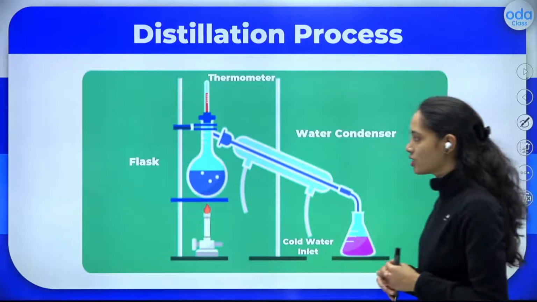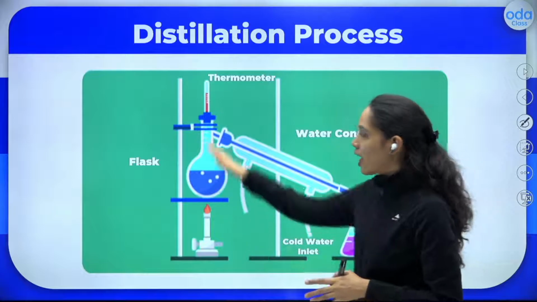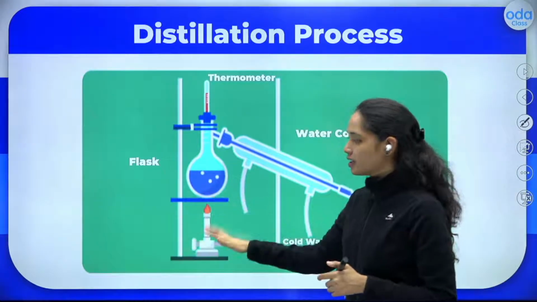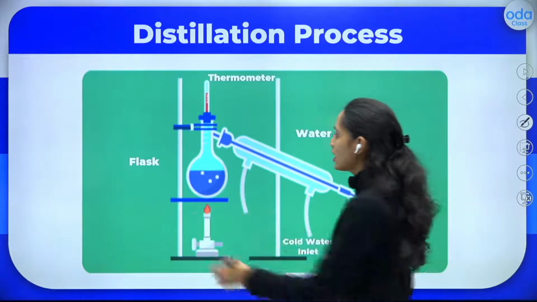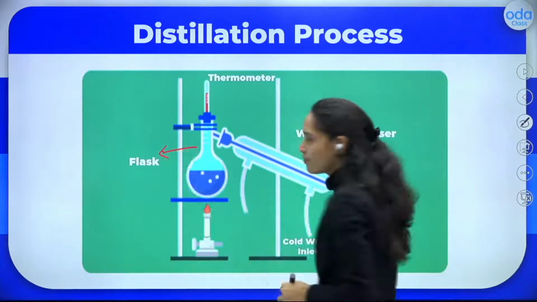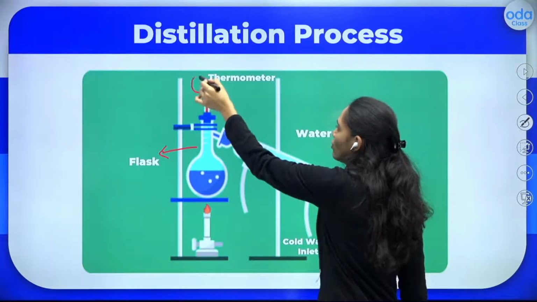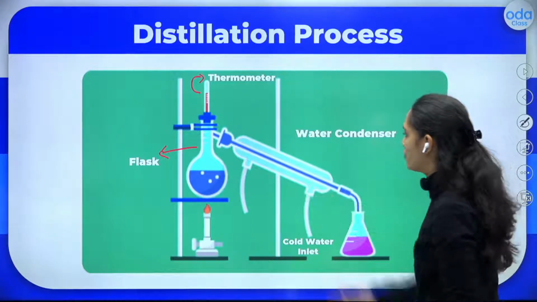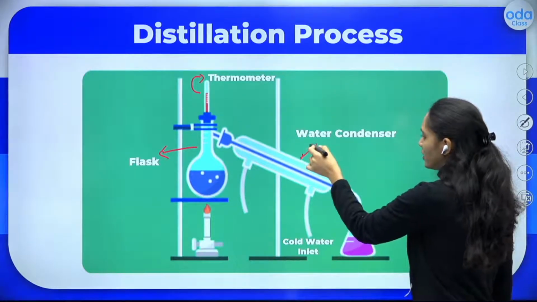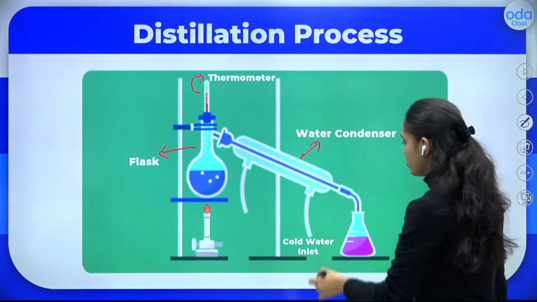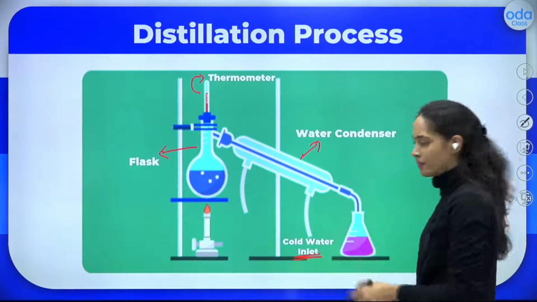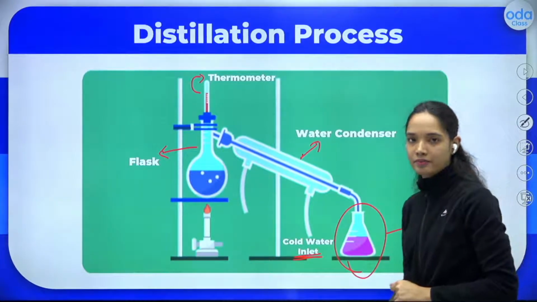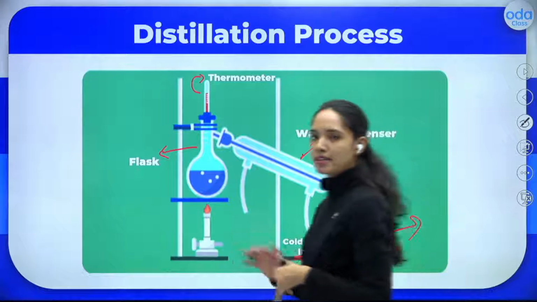What is a distillation unit, students? So see, here you have certain instruments. You have a burner here, you have a stand which is holding a flask. This is a flask. You have a thermometer over here to check the temperature regularly, followed by a water condenser here. This is a water condenser. Then you have a cold water inlet, and you have a flask where the distilled water is collected.